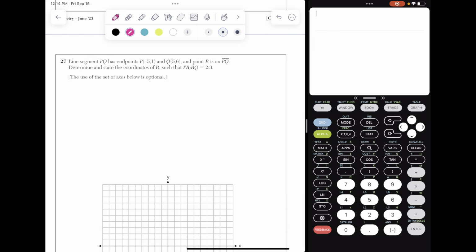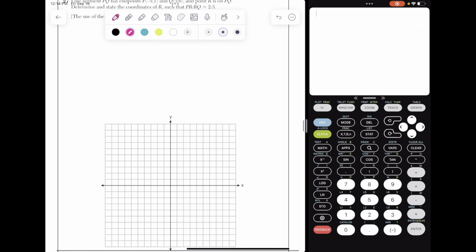27, line segment PQ has endpoints -5, 1 and 5, 6. R is on PQ. We want to find the coordinates of R so that the ratio of PR to RQ is 2 to 3. All right, definitely for this, I would suggest that you study this topic for the Regents. They seem to always put this question on there, and they just change the numbers.